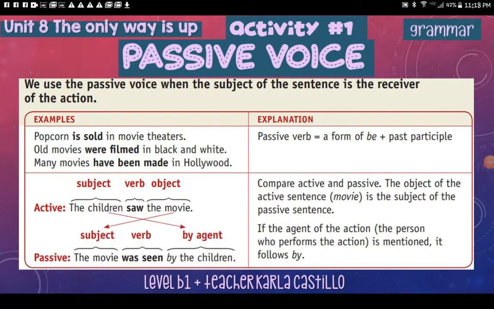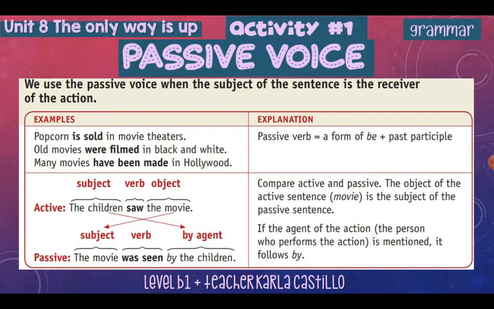Hello. In this video, we're going to check unit number 8. Okay, we're going to check the first grammar for this part, which is the passive voice, activity number 1.